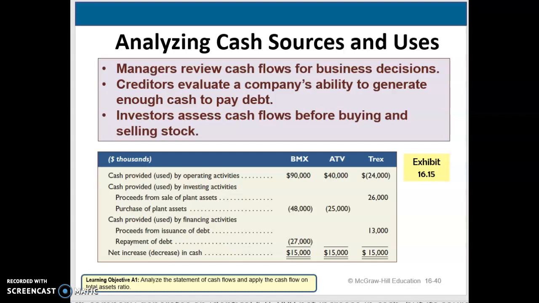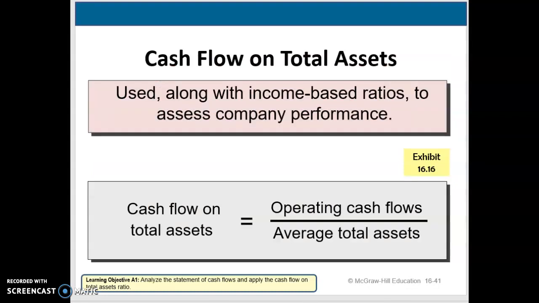Overall, the analysis of these cash flows reveals that BMX is more capable of generating future cash flows than ATV or Trex. So let's look at how we can see that. Well, the cash flow information we're going to be looking at is the company's ability to meet its obligations, pay their dividends, expand operations, and obtain financing. So the cash flow on total assets is shown here, and the formula for it is operating cash flows divided by average total assets. So this ratio is going to measure the actual cash flows, and it's not affected by accounting recognition and measurement. It can help estimate the amount and timing of cash flows from operating activities.